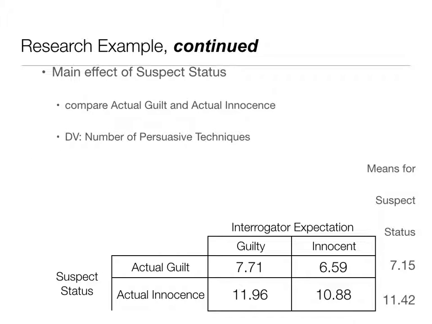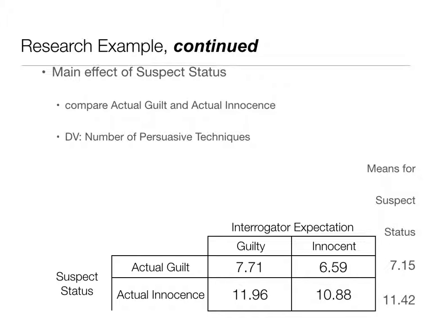So let's move on to suspect status. The same thing. The dependent variable here is number of persuasive techniques. Now, when we're looking at suspect status, we want to pretend that interrogator expectation didn't happen. We want to ignore that, okay? We want to collapse across interrogator expectation. We don't care about the two numbers 7.71 and 6.59. What we care about is collapsing across that and getting one number for actual guilt.